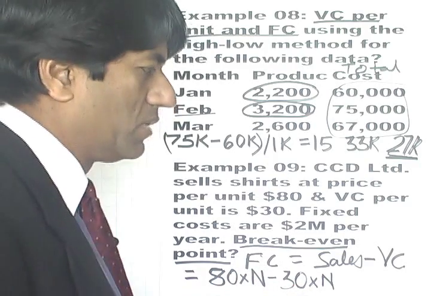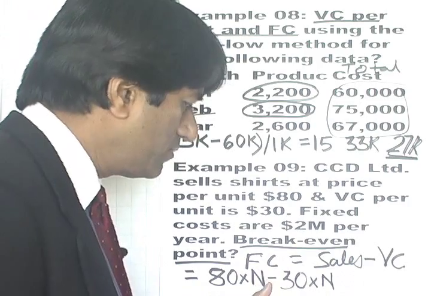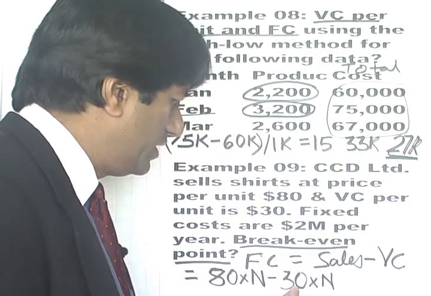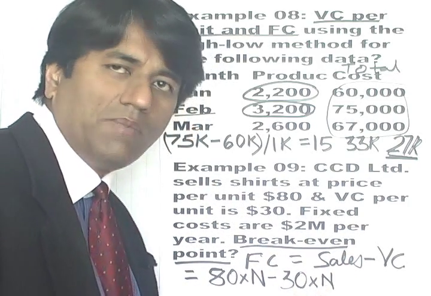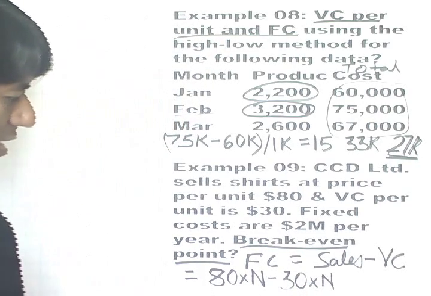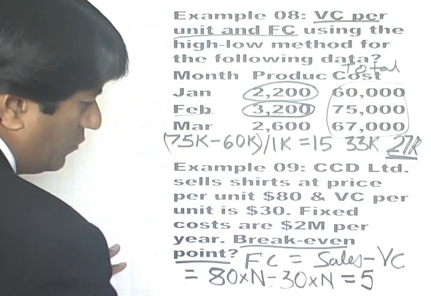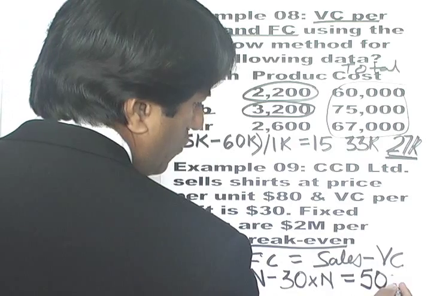Now remember, variable cost is constant as you change quantity. That's the nature of variable cost per unit. It's constant as you change quantity. So to find total variable cost, you can just use the variable cost per unit and multiply it by the number of units. And so this is equal to 80 into N minus 30 into N, which is equal to 50 into N.